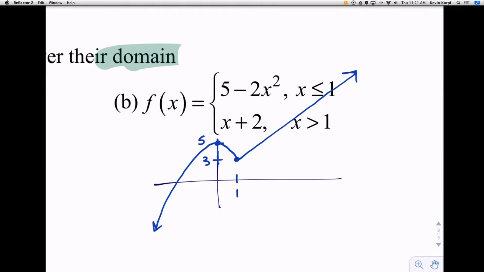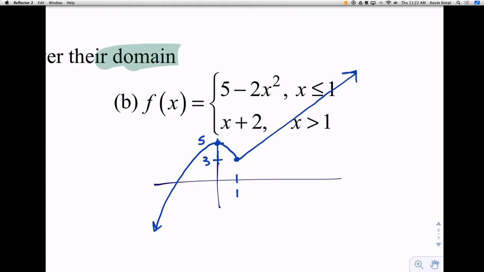Forever. And then to the right of 1, it's the line x plus 2, which has a what type of slope? Positive. And that's also significant because what does that mean in terms of a max and a min for this graph? There are none. There's no min because it decreases without bound. There's no max because it increases without bound.